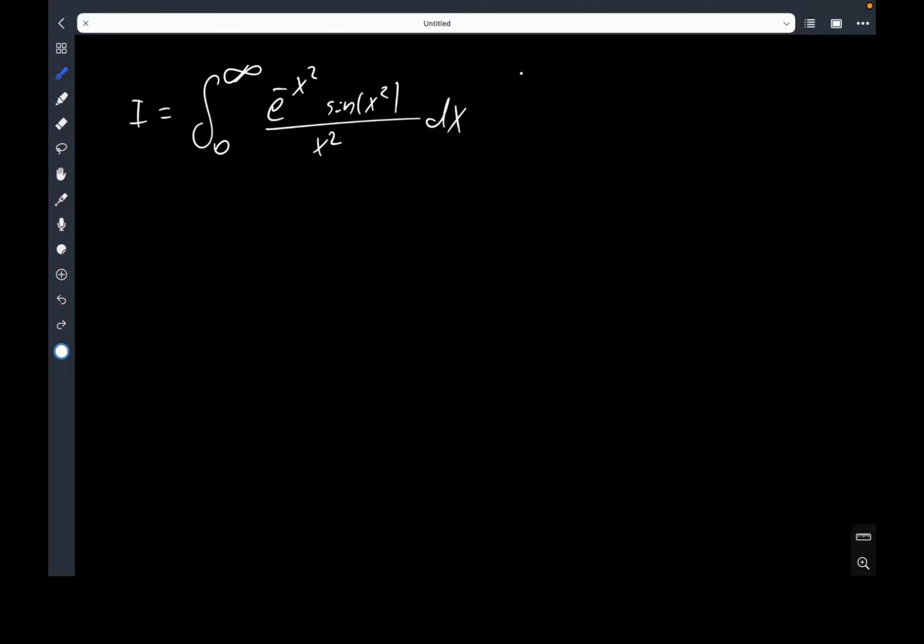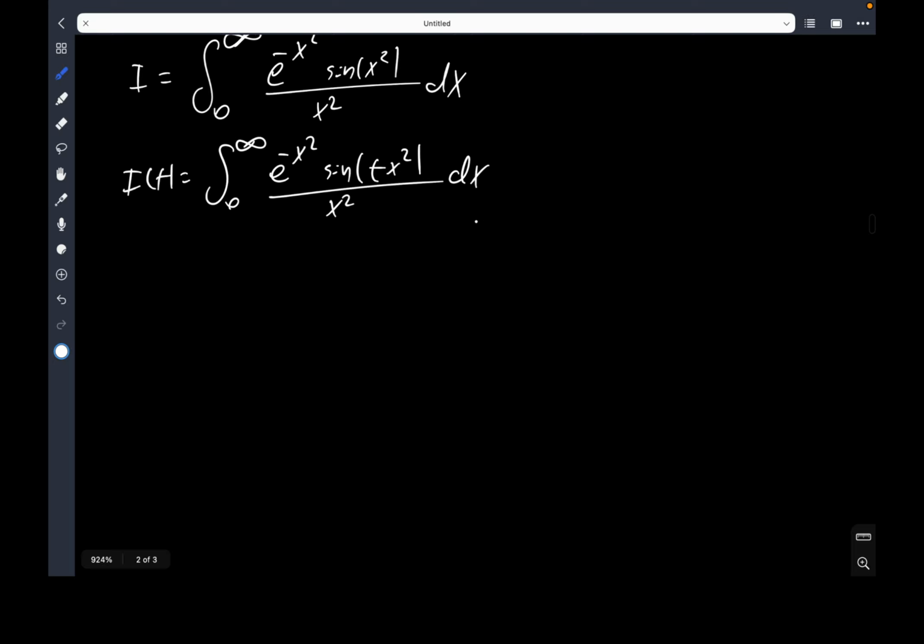For this integral, we're going to use the Feynman trick of integration, and as usual, I'm going to define a parameter and parameterize the integral that I had, sine of tx squared over x squared dx.